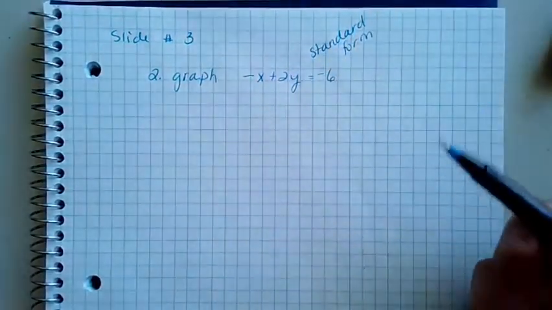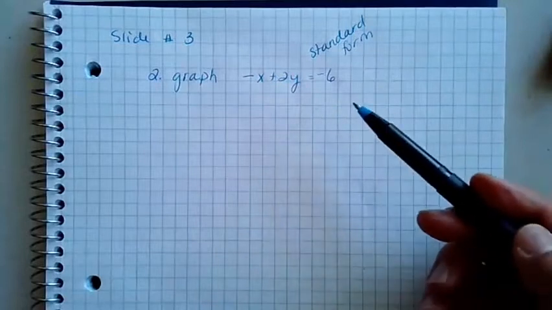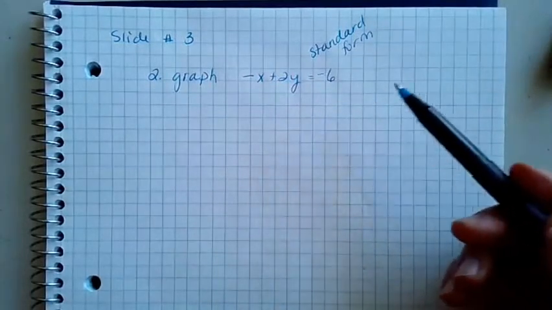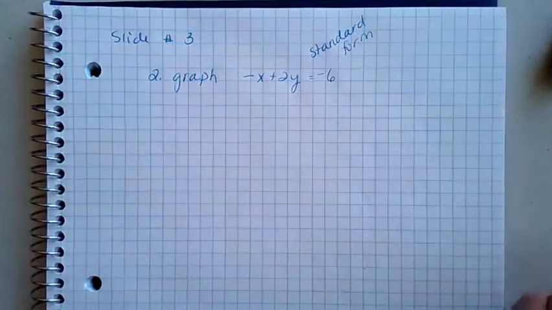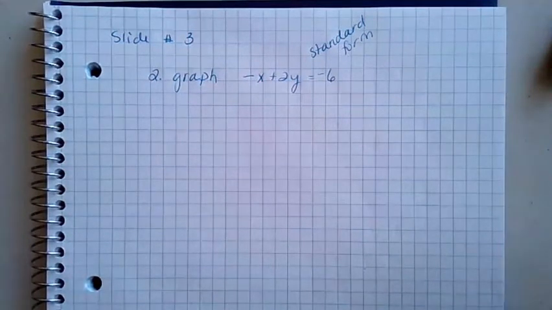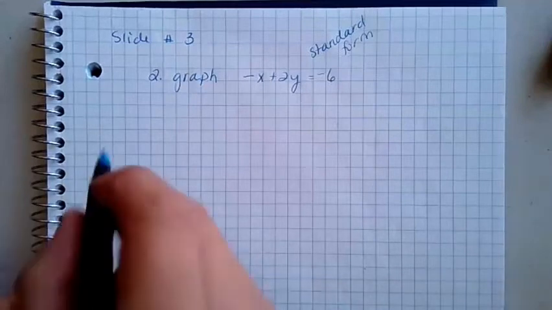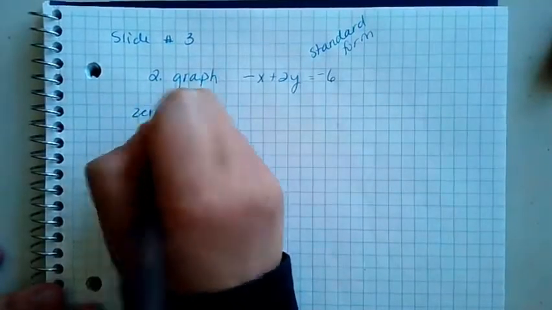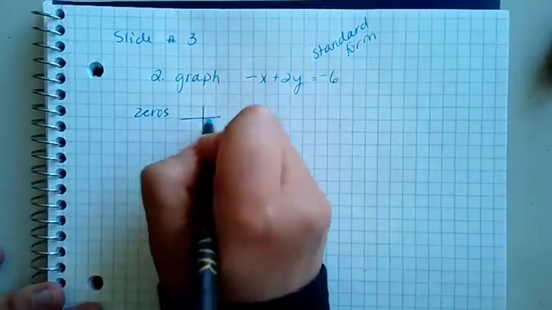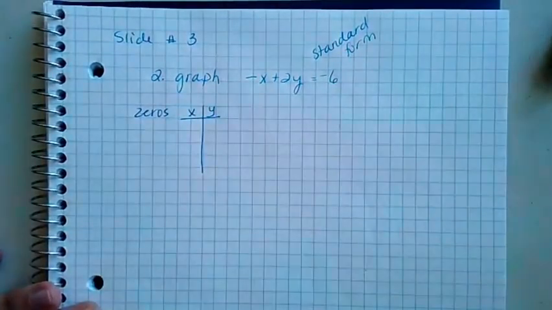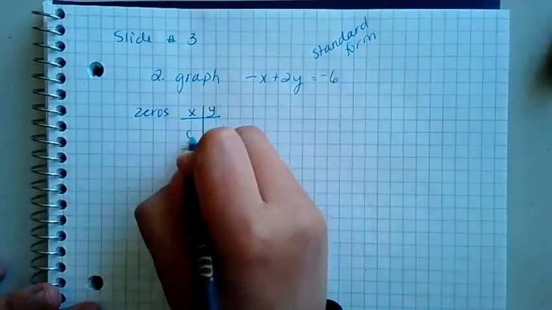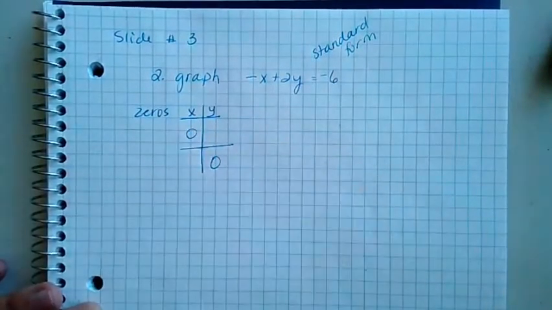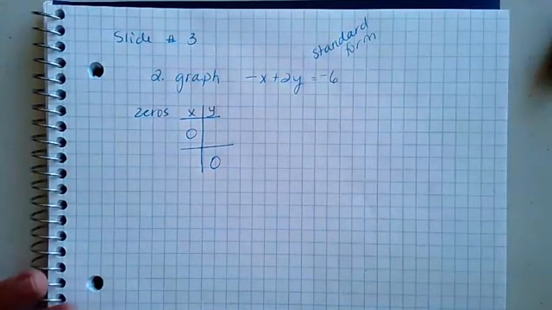What we need to do with this is, it's linear because it has an X and a Y, and we want to graph this. So, 2 methods. The first was using zeros. If you remember, that looked like this. We put an X and a Y, and one of our zeros is when X equals 0, and one of our zeros is where Y equals 0. That means where it crosses the X axis and the Y axis.